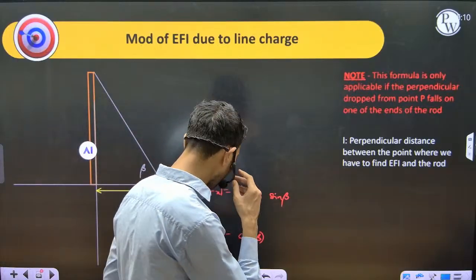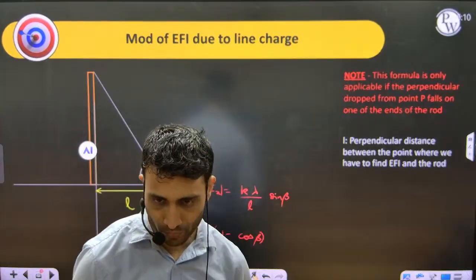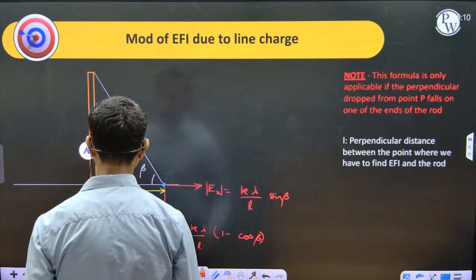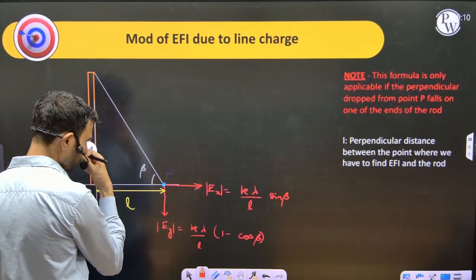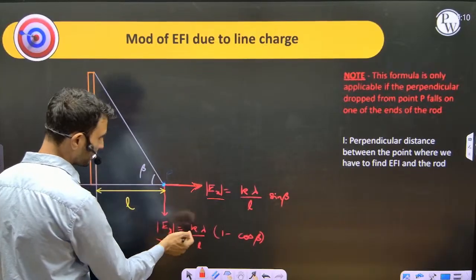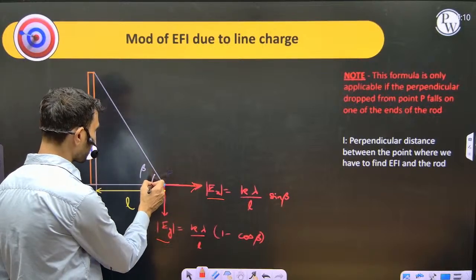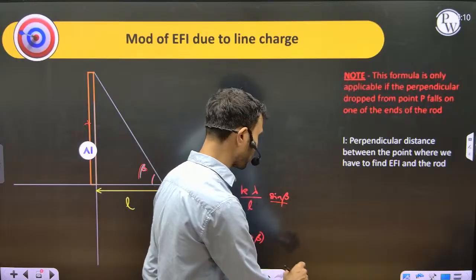Okay, let's find that out. I told you if this is a positive rod, let's say, so Ex and Ey will be in this direction, right? Formula for Ex is there, formula for Ey is there, both the formulas are available to you, and we get a beta here, right? Sin beta comes here, cos beta comes, 1 minus cos beta comes here.